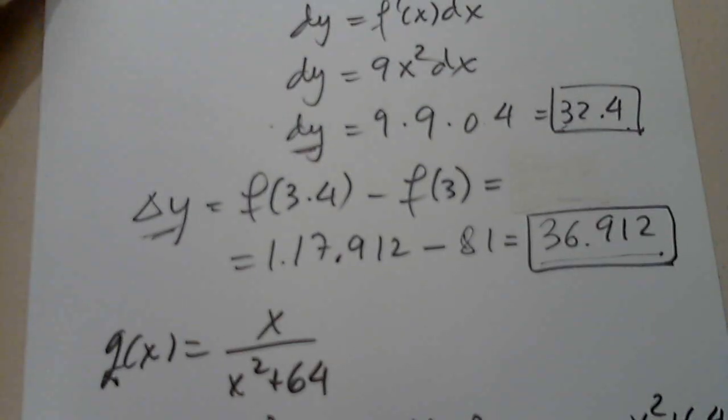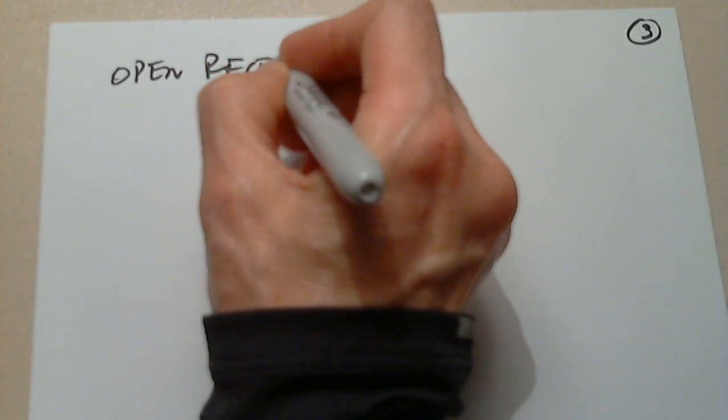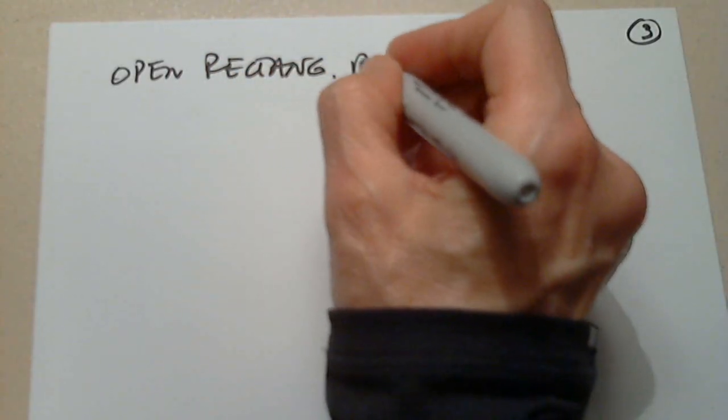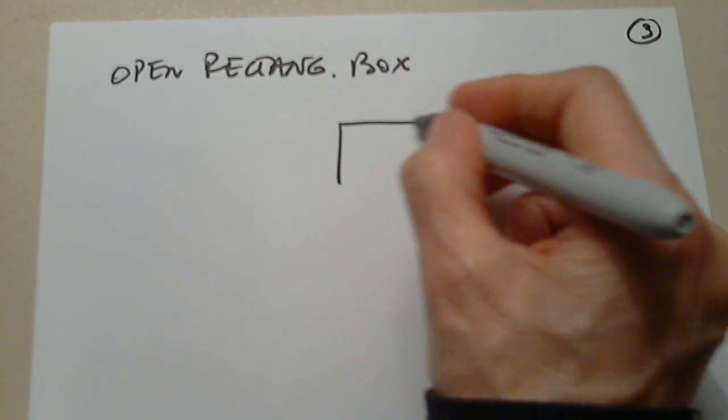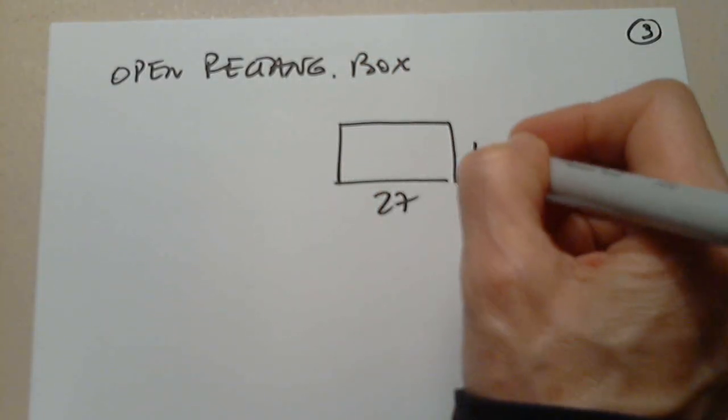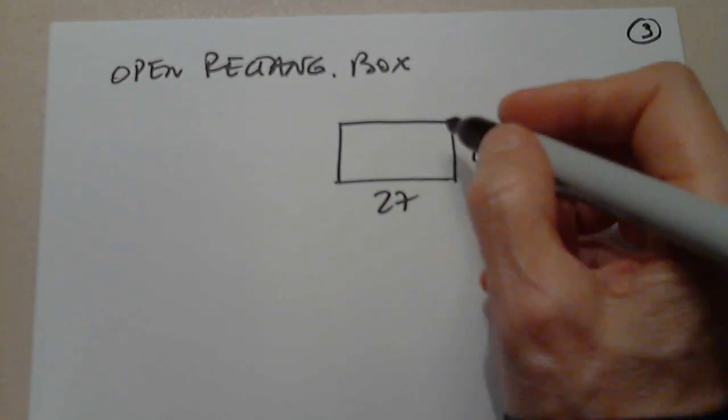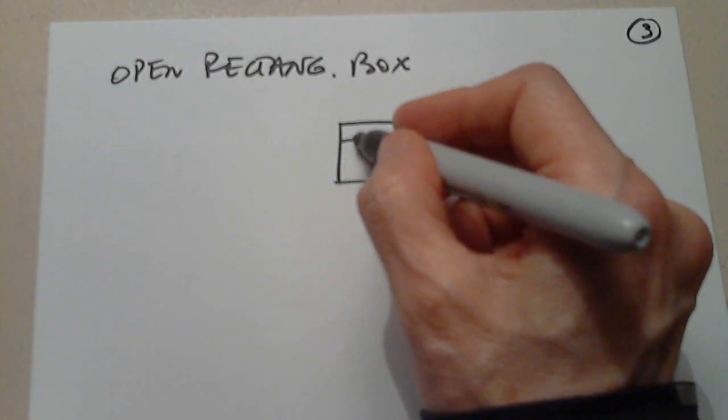I have another question. Yes, please. This is from section 3.5. That's fine. Question 2. It's talking about finding the dimensions of an open rectangular box of maximum volume that can be made from a sheet of cardboard, 27 inches by 15 inches, by cutting congruent squares from the corner and folding up the sides. Find the volume. Very good.